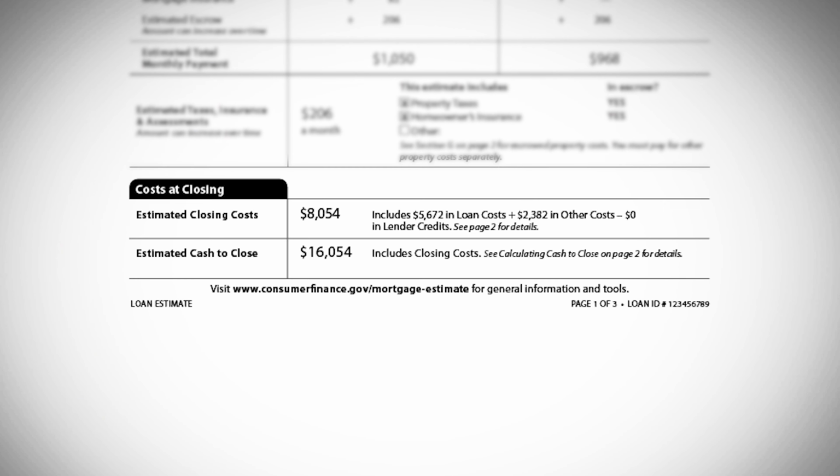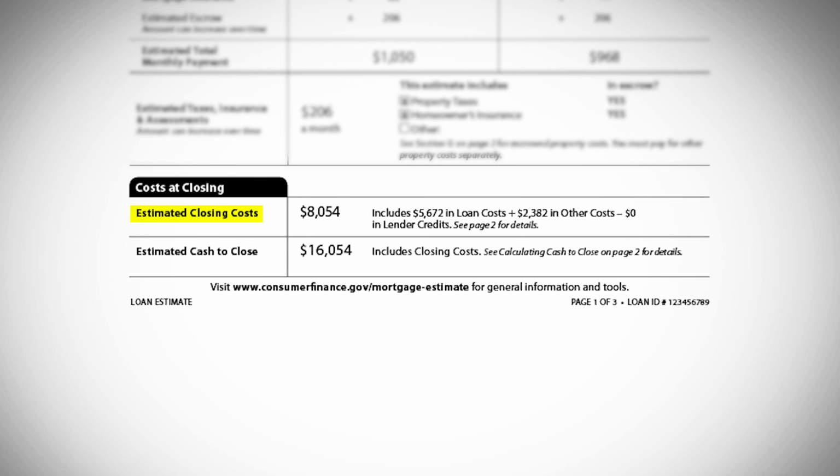The last section of the first page is the estimated closing costs and estimated cash to close. Now this will make a whole lot more sense once we've gone through page 2 of the loan estimate. So we're gonna table this and come back.